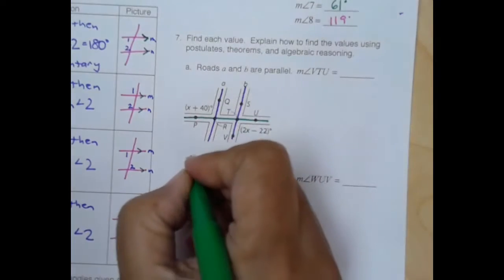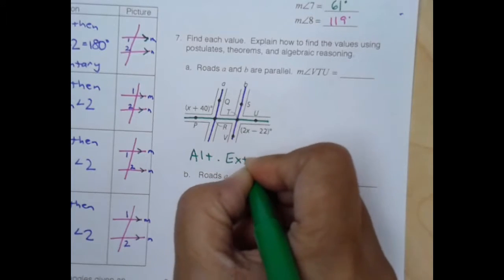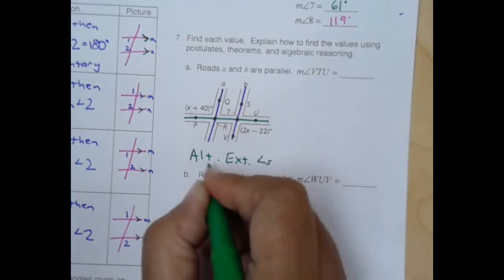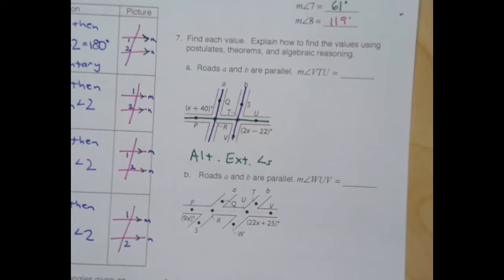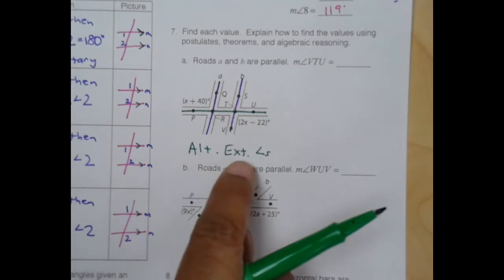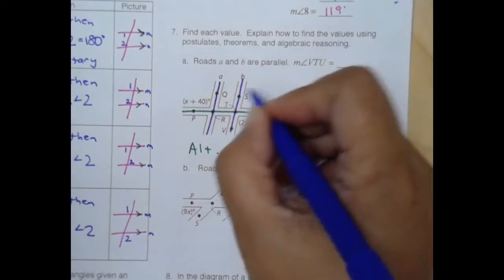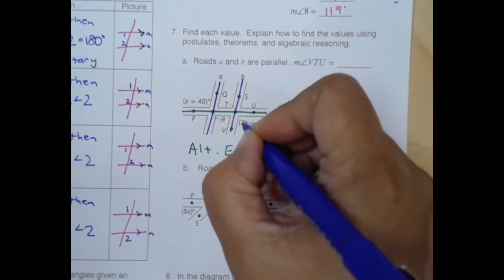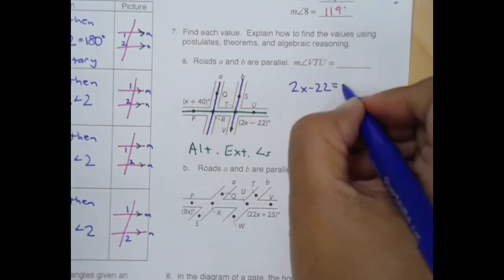So because of alternate, and I'll abbreviate exterior because they're outside, and I'll abbreviate angles, alternate exterior angles are equal to each other. Remember, the only ones that add up to 180 are same side. These are not same side, these are alternate sides. So what we're going to do with these two is make these equal to each other. It doesn't matter which side you have on the left, but I usually try to pick the one that has more x's on the left side so we can keep it on the left. 2x minus 22 is going to equal the x plus 40.